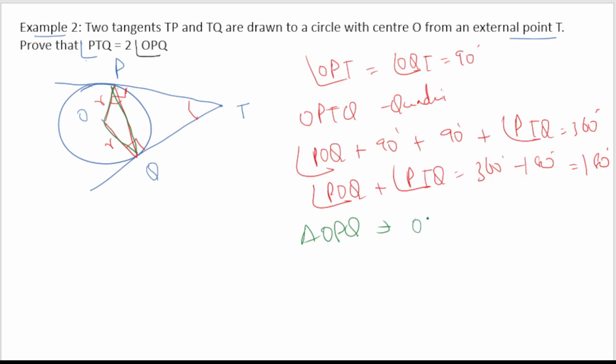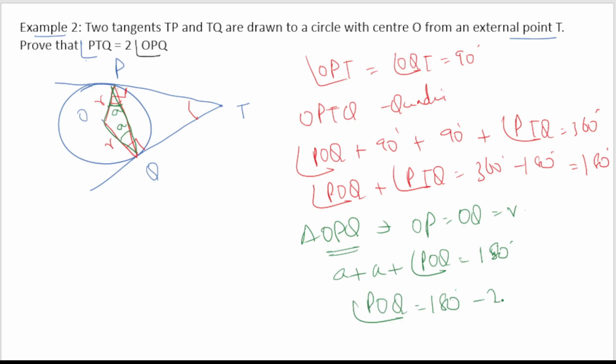Here OP is equal to OQ because they both are radii. So this forms an isosceles triangle. So angle OPQ is equal to angle OQP because the angles opposite to equal sides are equal. We will assume these angles as A. In this triangle OPQ, the sum of angles in a triangle is 180 degrees. So OPQ is A plus PQO is A plus angle POQ is 180 degrees. So angle POQ is equal to 180 degrees minus 2A.